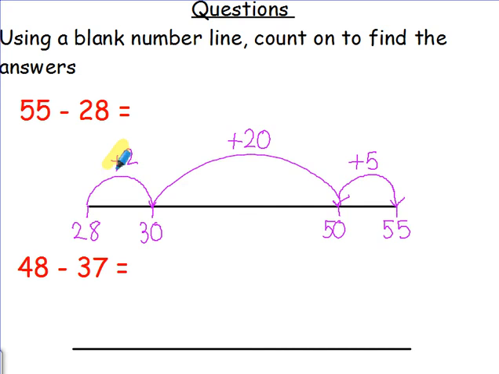Then have a look at 2, 20 and 5. Add those all together and I get my answer of 27.